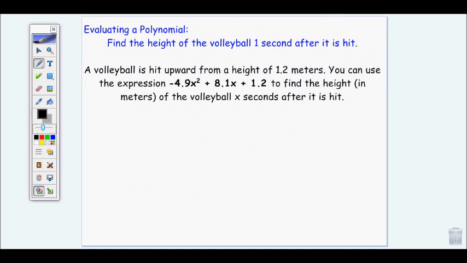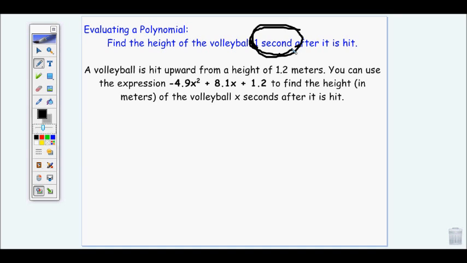Now let's go back to our volleyball story problem. So they would like us to find the height of the volleyball x seconds after it is hit. So what we want to do is, they told us that t is going to equal 1 second. We're going to figure it out after 1 second. So we're going to substitute 1 into the expression here.